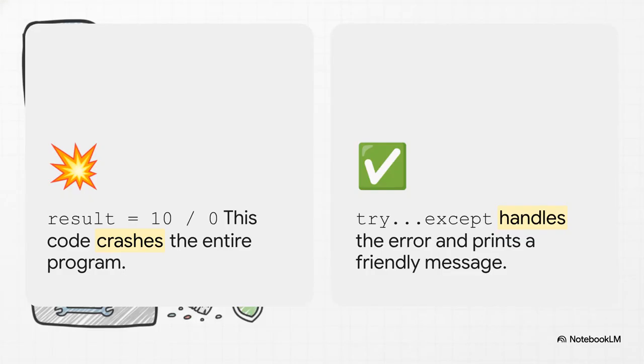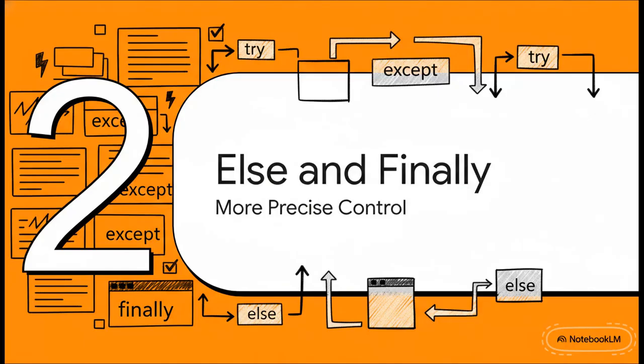And this really shows the difference, right? On the left, you've got that uncontrolled crash, the big explosion we just saw. But look over on the right. By wrapping that same exact code in a try/except block, we handle the error. We stop the crash, and instead, we can do something else, like print a nice friendly message. The program keeps going.